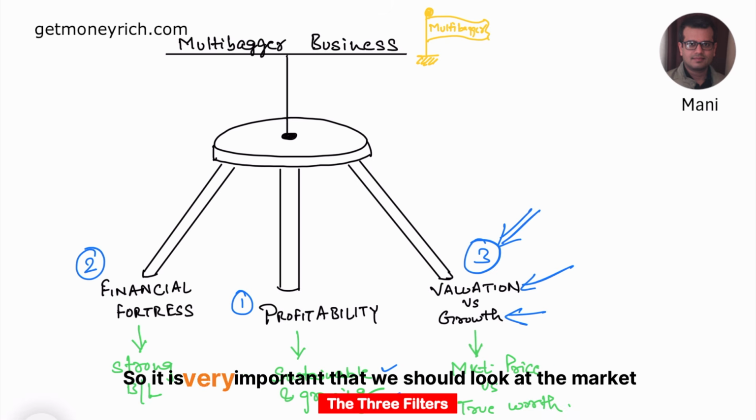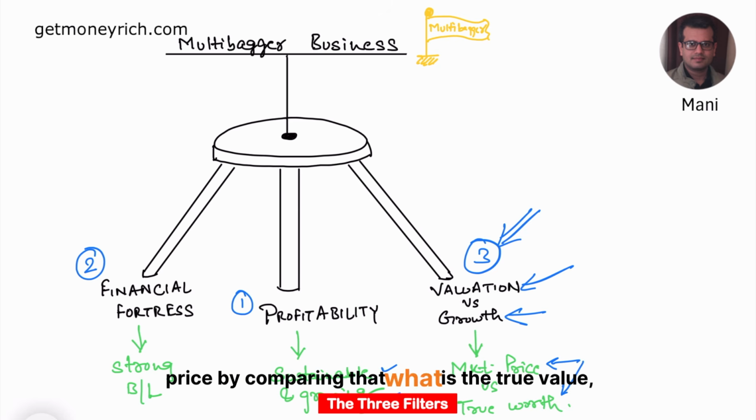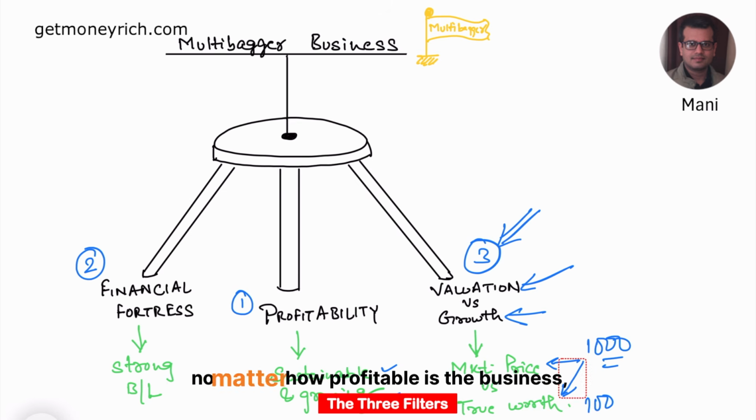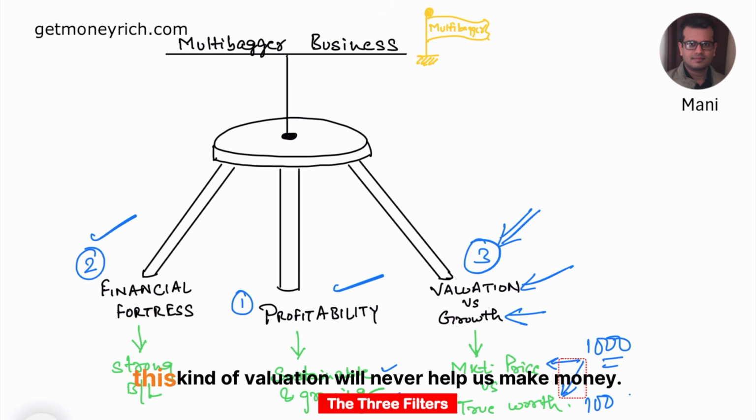So it is very important that we look at the market price by comparing it with the true value, the true worth of the business. If the true worth of the business is, let's say, 100 rupees and we are paying 1000 rupees to buy that stock, no matter how profitable the business is, no matter how strong the balance sheet is, this kind of valuation will never help us make money. Forget about having a multi-bagger in our portfolio.